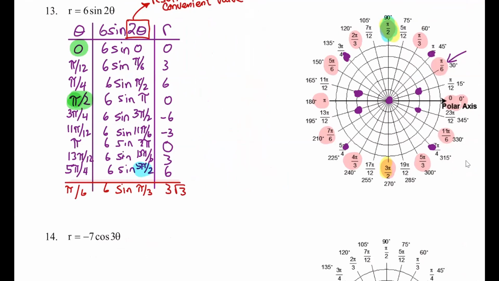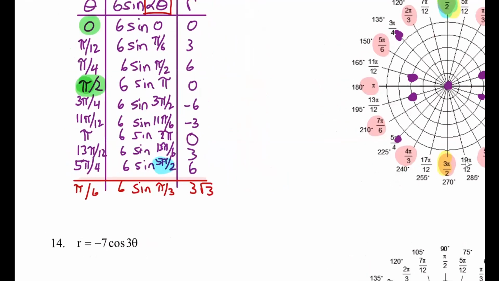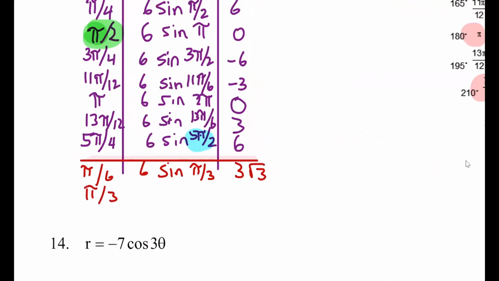I'll get to that in a minute, but let's take a look at pi over 6. I'm sorry, pi over 3. 6 sine of 2 pi over 3, you're going to see it's the same value, because sine is positive in the first and second quadrants, same reference angles, the same value. So now we just need to know what 3 radical 3 is equivalent to. It's just a matter of crunching some numbers.